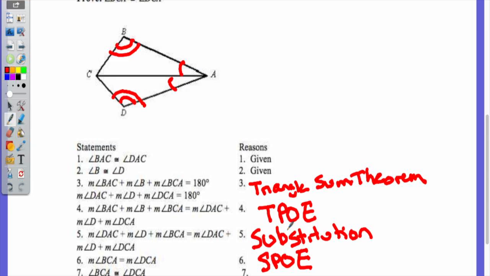And the last step is definition of congruence. Awesome. Okay? So that's what you have for proofs.